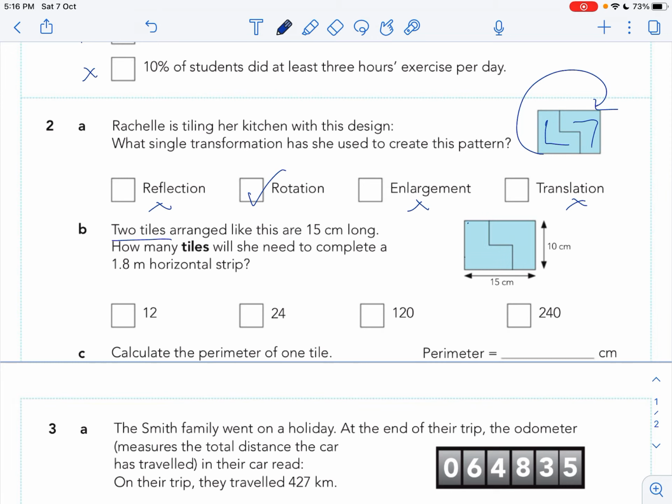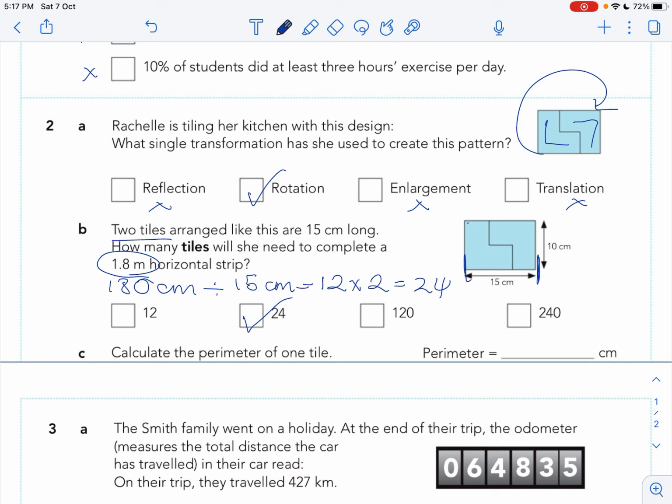Okay, so 2 tiles arranged like this are 15 centimetres long. So this is 2 tiles, remember? So for 15 centimetres. So how many tiles would you need to complete 1.8 metres? So let's change that to centimetres first by multiplying by 100. Now let's work out how many times 15 centimetres goes into that. And that's 12. Okay, but remember within that 15 centimetres there are two tiles, so we're going to times it by 2 to get 24. So the answer is 24 tiles.